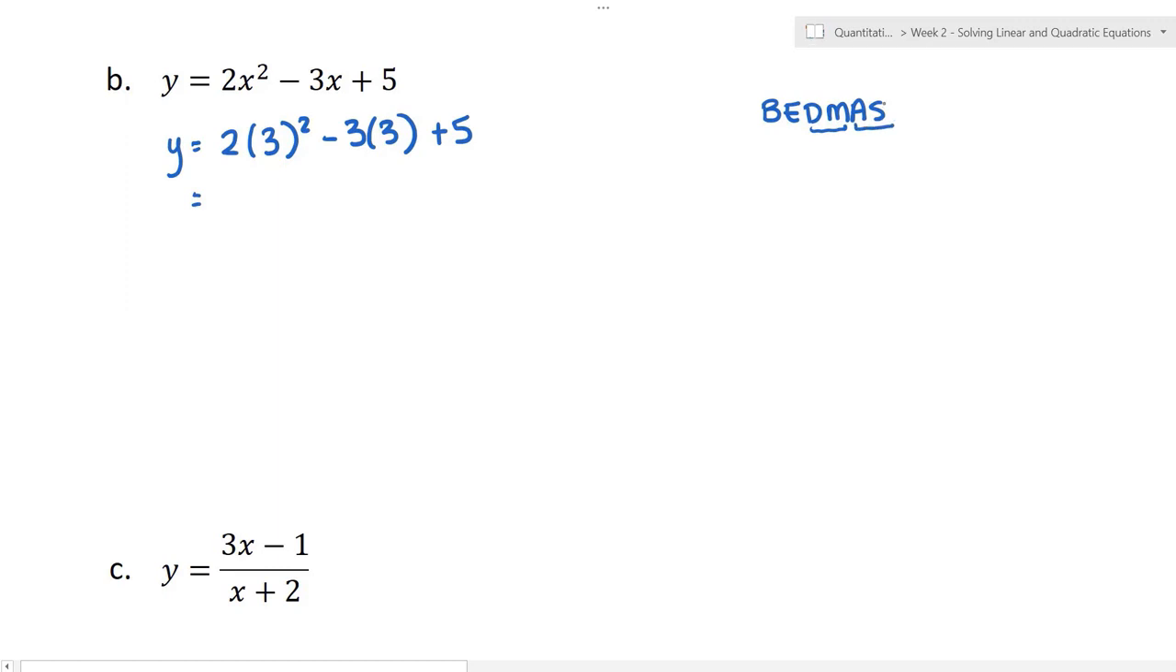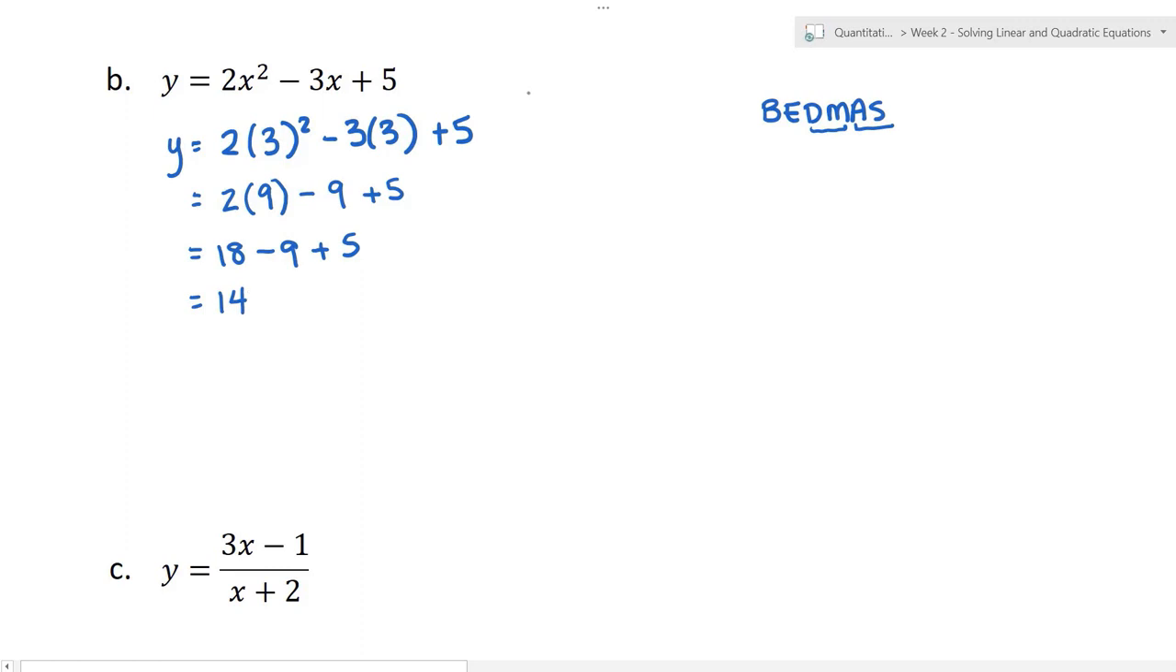Okay, so we can't multiply 2 times 3 until we do 3 squared, which is exponents. So 3 squared is 9, so I'm left with 2 times 9, minus 3 times 3, which is 9, plus 5. Okay, next we're going to do division and multiplication. So the multiplication, 2 times 9 is 18, minus 9 plus 5. And now we can do all of these at once. 18 minus 9 is 9, 9 plus 5 is 14. So our answer is 14.